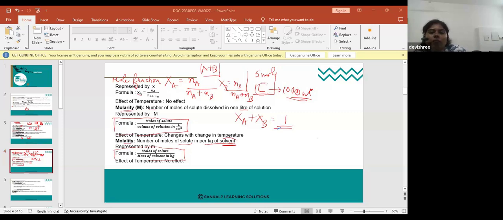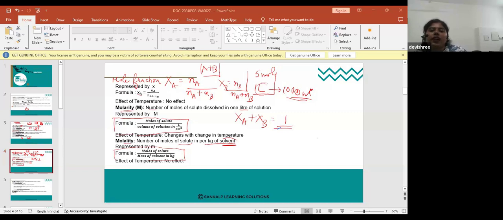Number of moles of solute, same numerator as molarity, divided by mass of solvent in kg. There it was volume of solution in liter. Here it is mass of solvent in kg. Okay. So number of moles again, but they have given you mass, right? Mass of ethanoic acid they have given.